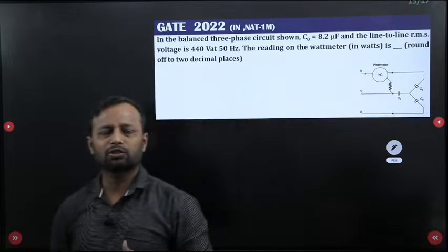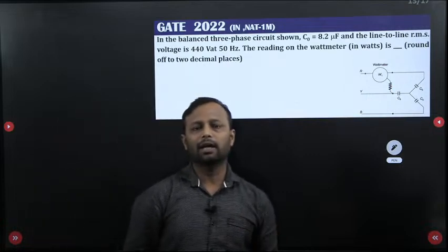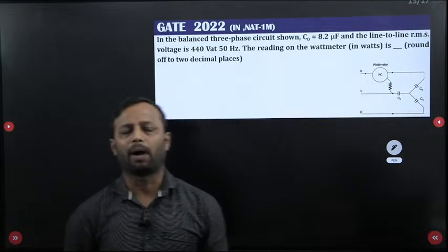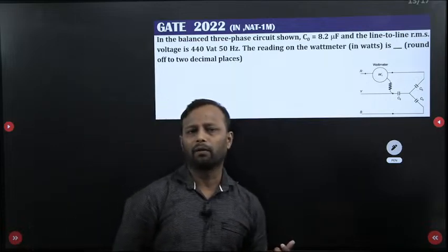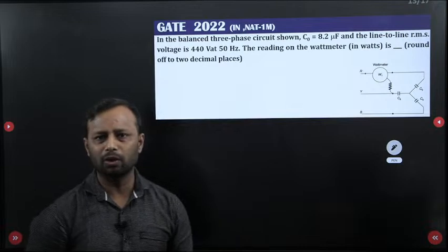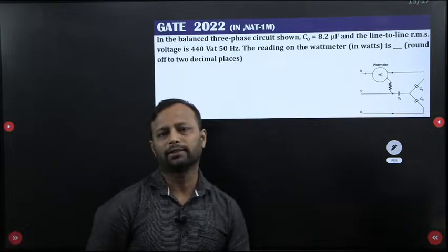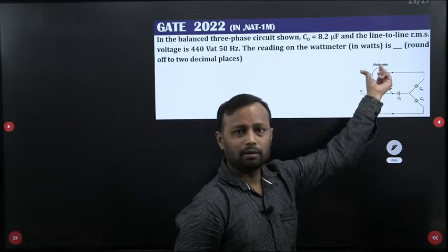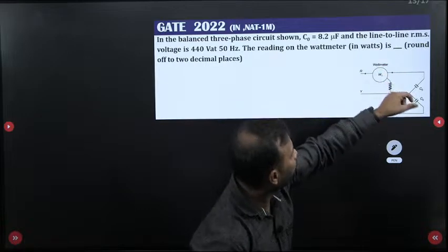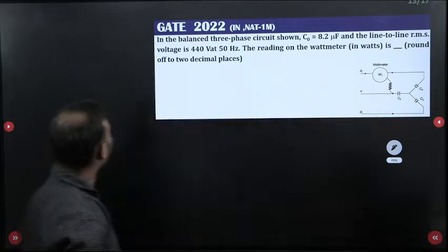Now most of the students have given the answer as 0 watt. Why? Because a capacitor will only accept reactive power. Capacitor will always accept the reactive power. So it means that active power will be 0. So on the basis of that, most of the students have given the wrong answer, which is 0 watt. Here they are asking the reading W1. Okay, so what is that reading?